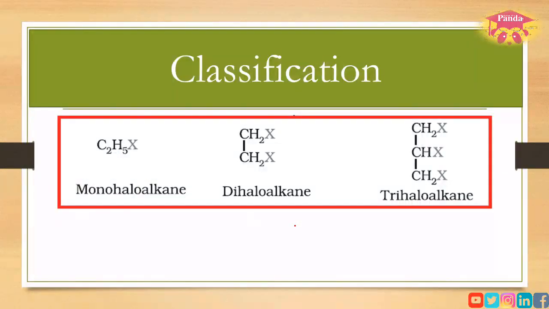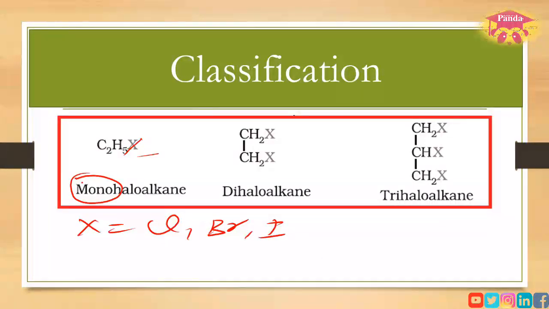Now next, these are the given aliphatic compounds. Aliphatic compounds means straight chain compounds. Here the halogen atom X is replaced by a Cl atom, or maybe Br, or maybe I. If it has only one, it is known as monohaloalkane, and if it has two, it is known as dihaloalkane. And the third one has three halogen atoms, so it is a trihalogen compound.